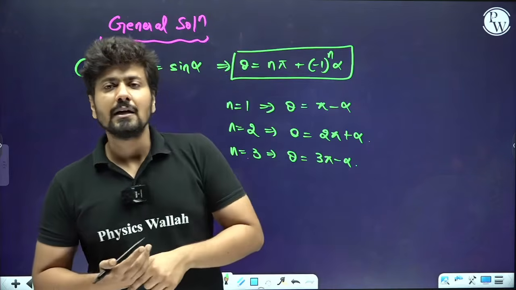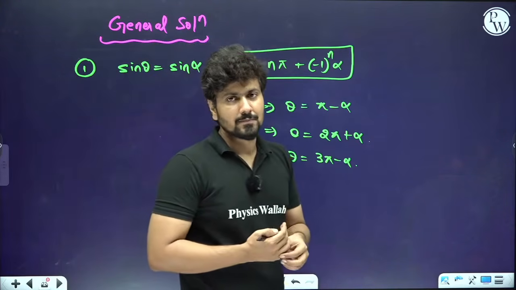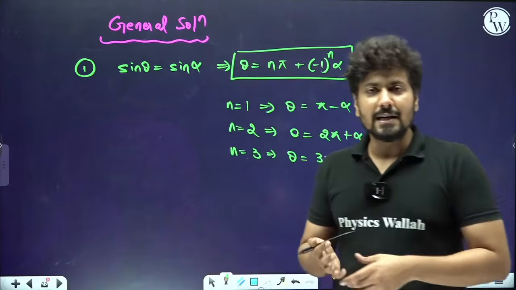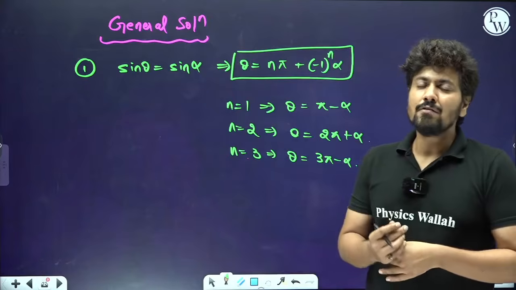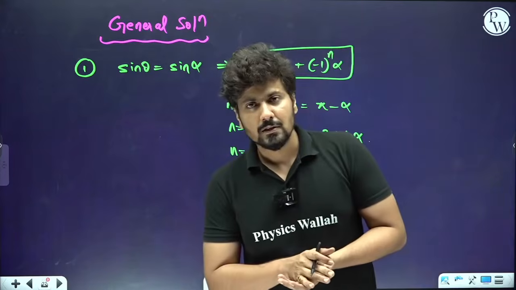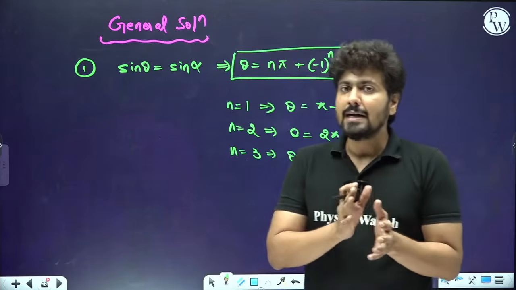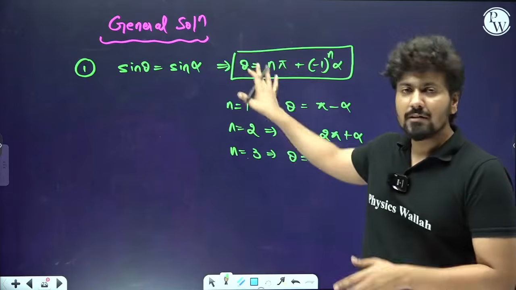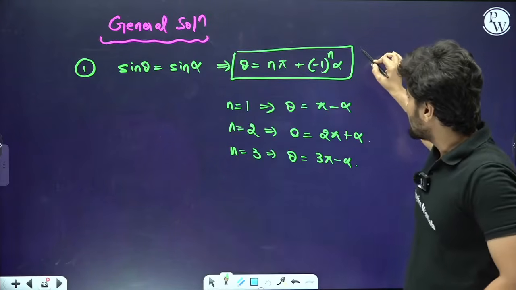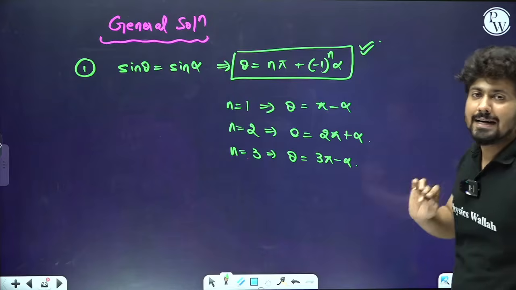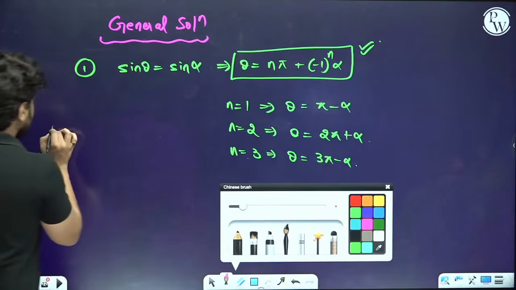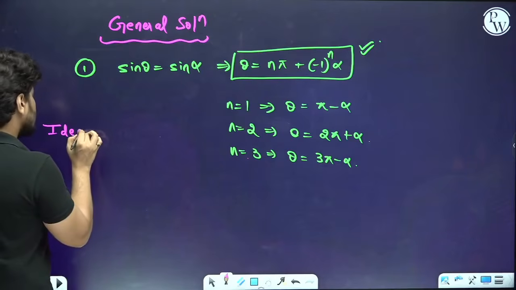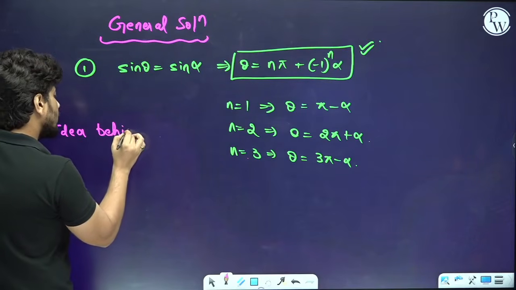You don't have to worry about the proof behind it. Its proof is not that difficult, but its proof is not at all important. That is why we are not going into the proof. I can give you an idea about how this formula was derived. So the idea behind the proof goes like this.